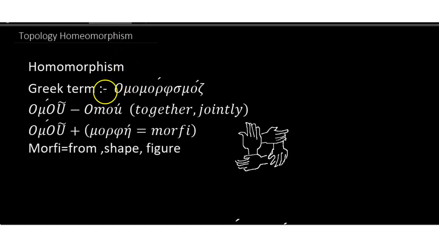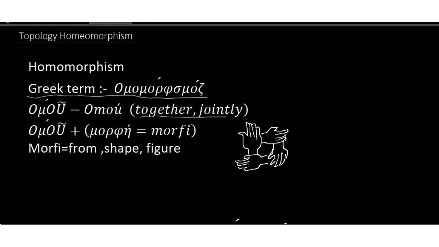This is the Greek term of homeomorphism. This is homeo plus morphe. Homeo means together, jointly, and morphe means form, shape and figure. It is actually an assimilation of two terms, homeo, together or jointly. Learning the roots is equally important, so these Greek terminologies give you an idea of what homeomorphism is.